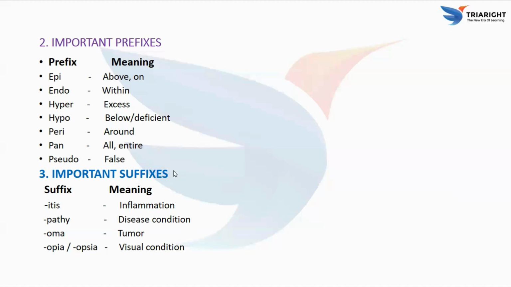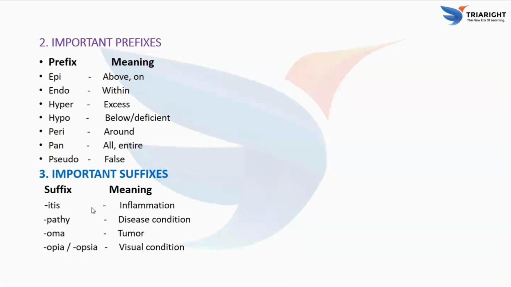So next, looking into suffixes. Itis. Suffixes are added at the end of the root words. So these describe the condition, disease or the procedure. So itis is nothing but inflammation. So these are used for any inflammatory disease. For example, conjunctivitis, keratitis, blepharitis.